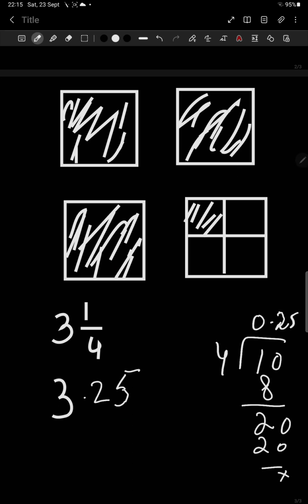So this is about decimals. Finally, we reached the conclusion that the number before the decimal is called the whole number. The number after the decimal is the fractional part or the decimal part, and the dot is called the decimal point.